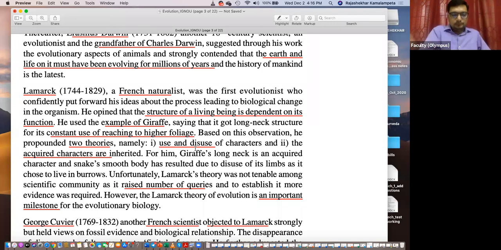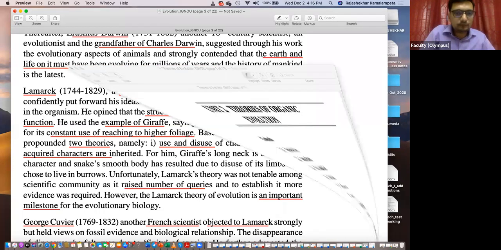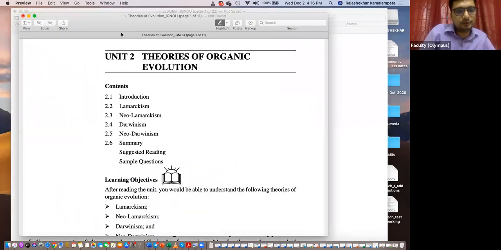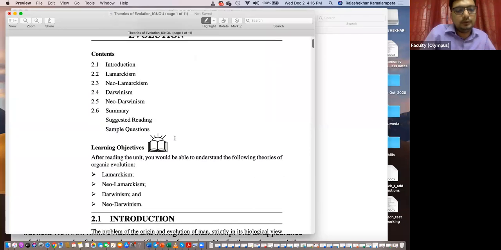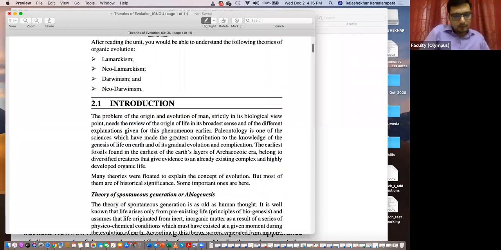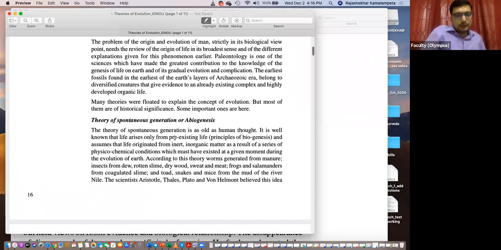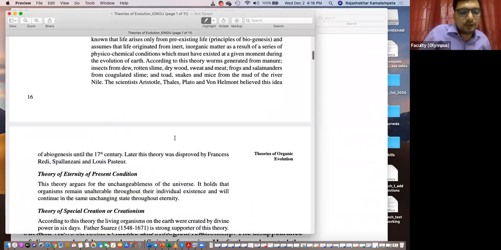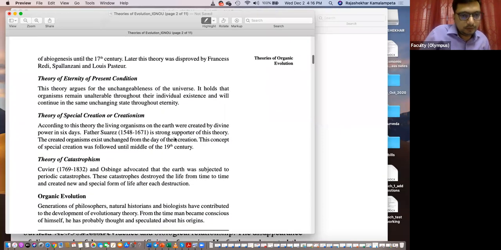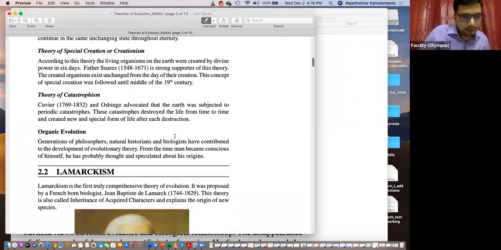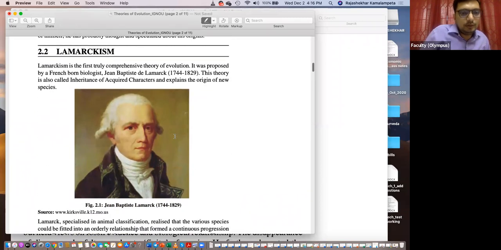I'm switching to the one I posted in the group related to it. So this version specifically discusses the concept of Lamarckism. This is Unit 2, Theories of Evolution, Organic Evolution. I posted this already in the group, in the course page. Here they talk slightly differently about the concept, but stick to what I've so far talked about. Special creation, theory of catastrophism, organic evolution. So, Lamarckism.